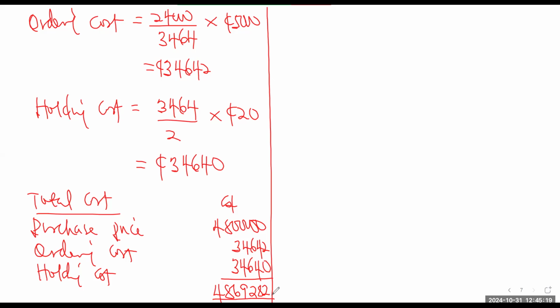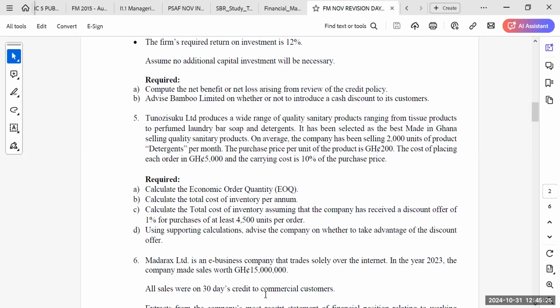Sometimes they will be giving you information on discounts. Let's come here. Calculate the total cost of inventory, assuming that the company has received a discount offer of 1% for purchases of at least 4,500 units per order. So what are they telling you now? If you want to take the discount, it means that for every order, you should be taking how many units?